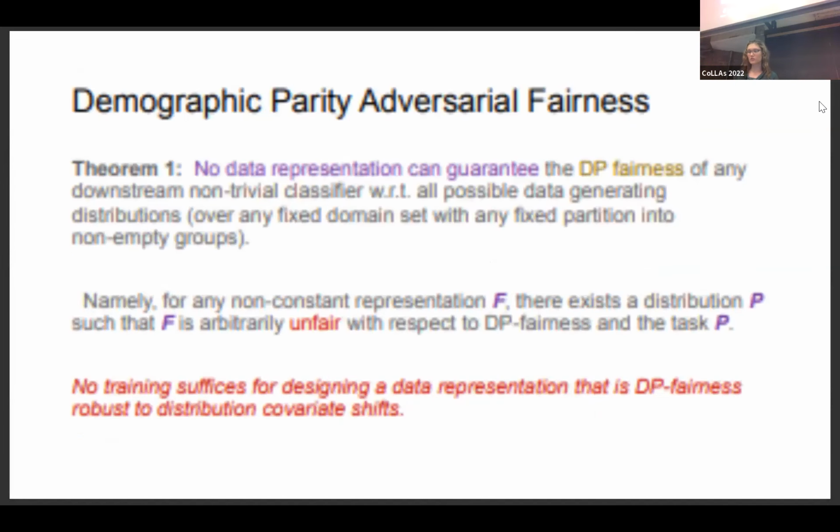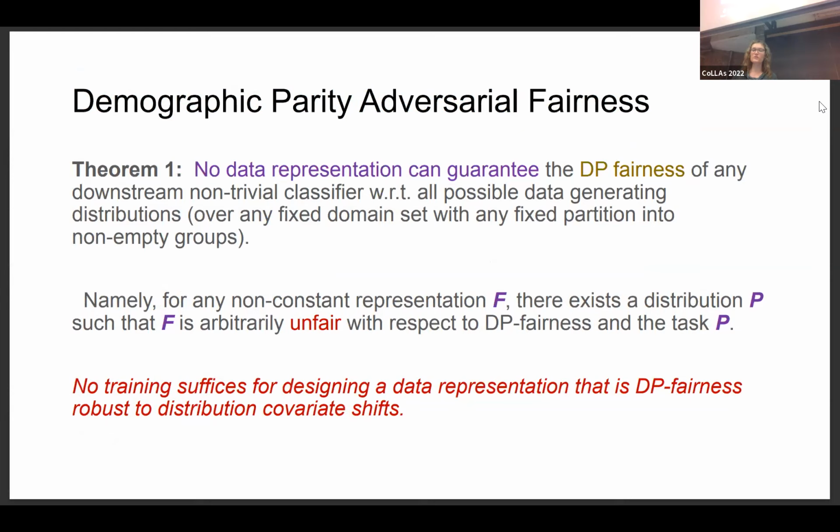So you mean... Sorry. So the question is how to prove that there is no representation for any downstream task that is fair for any downstream task, right? So do you mean theorem 1 here? Okay, so in here we just come up with an adversarial distribution shift that affects one group on one feature vector way more than on the other feature vector.